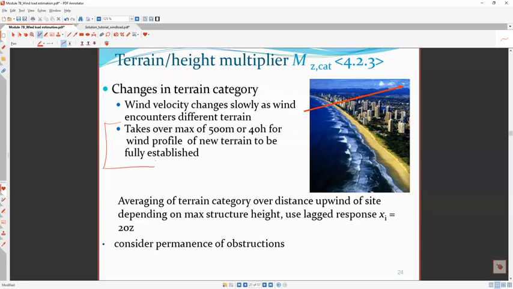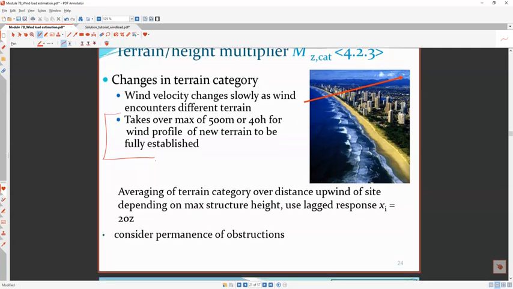Now what can happen is, you might find that within this distance, different categories can occur, like terrain category 1, terrain category 2 or something, because it's a long distance. If that happens, then you have to do what is called a weighted average and then calculate. So this is important. That means you take the values of that Mz,cat and then you calculate the weighted average, and then you get a value. Now this is another important one.